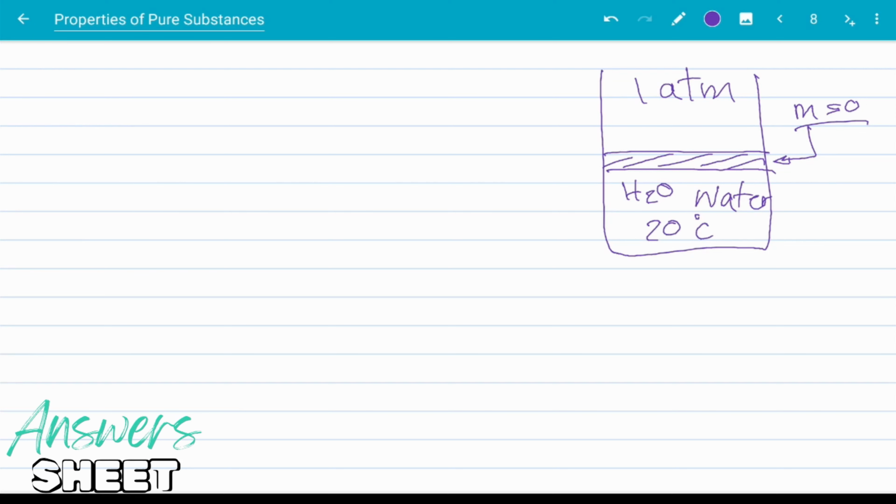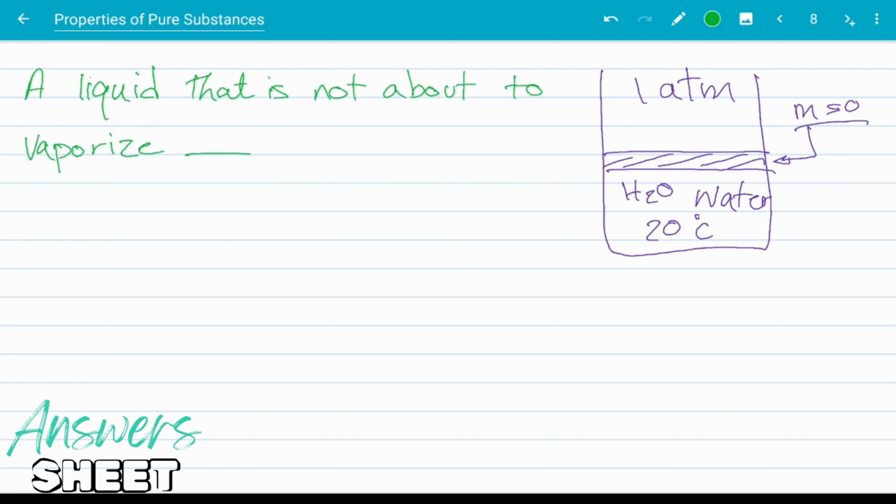So this water is at room temperature, and we know that at 1 atmospheric pressure, water boils at 100 degrees. So water at 20 degrees is not about to boil. Now, a liquid that is not about to boil or vaporize is called a subcooled or compressed liquid.